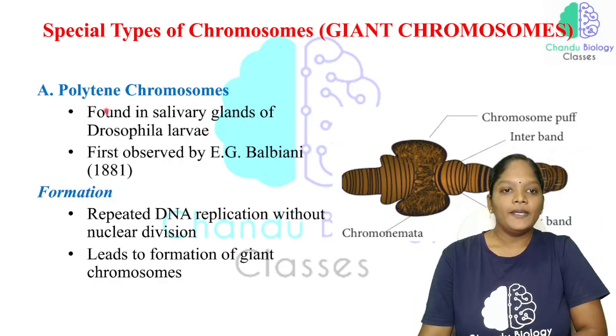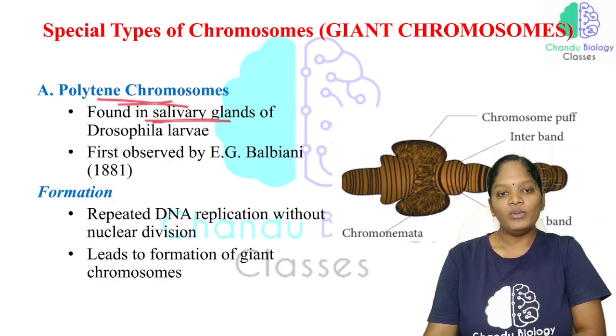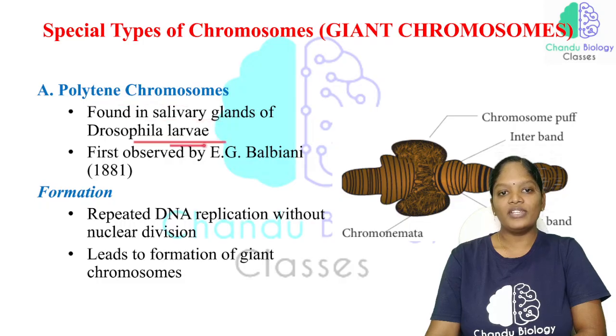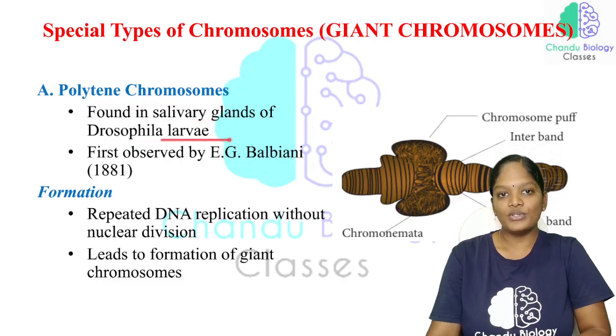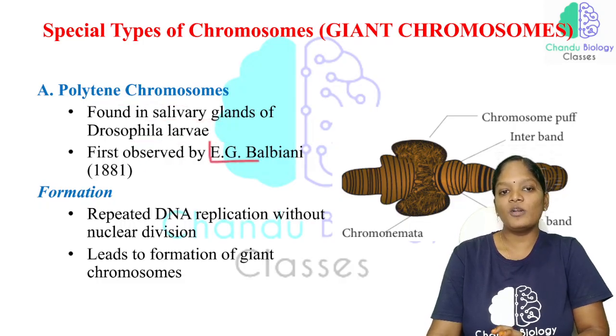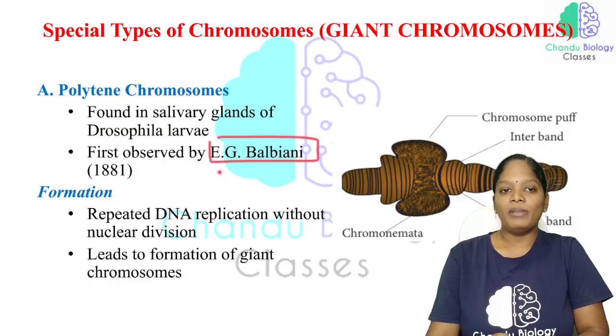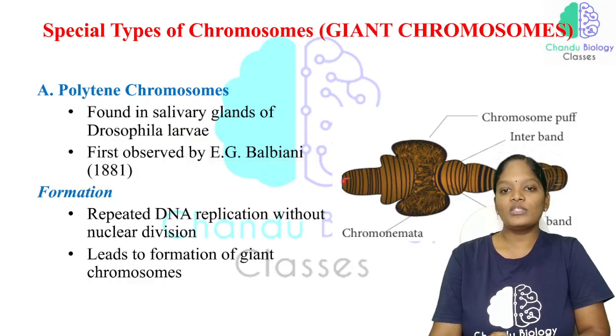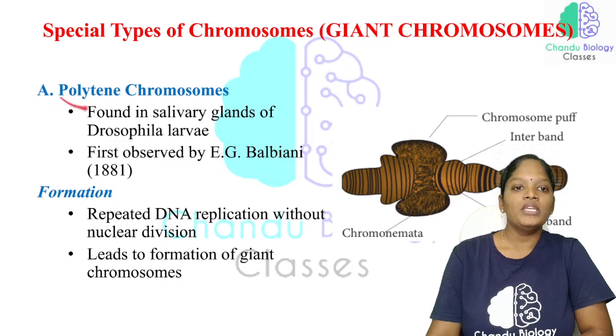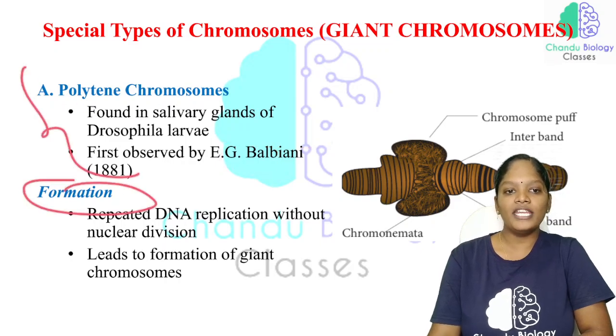See here, this polytene chromosome is found in the salivary glands of Drosophila larva. This is first observed by E.G. Balbiani. That is why the rings present in this chromosome are called Balbiani rings, as they were discovered by the scientist Balbiani. So this is an important thing, how it is getting formed.